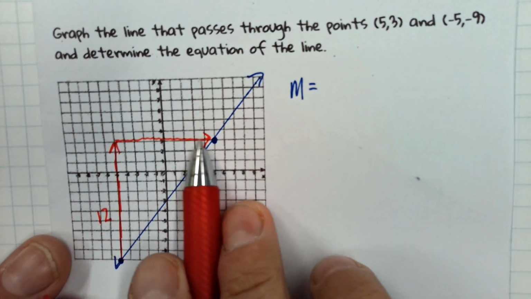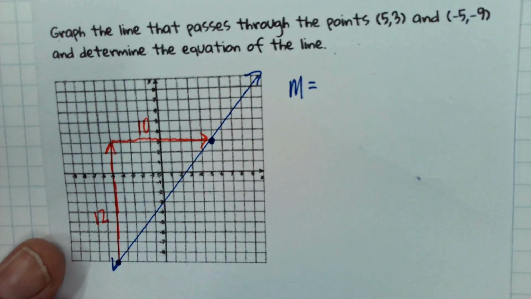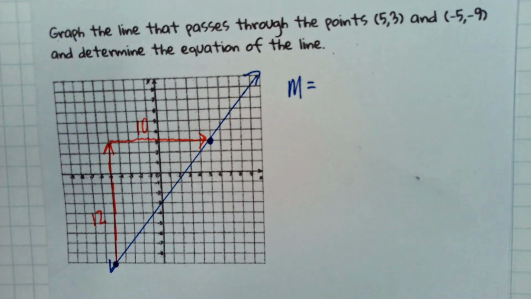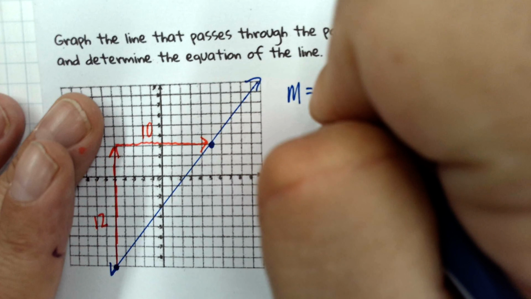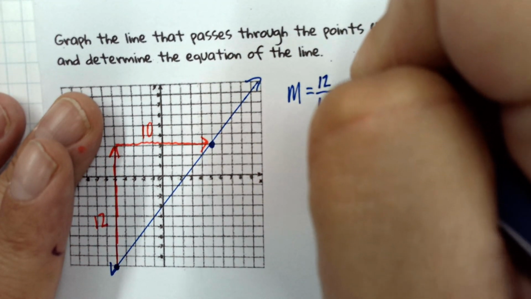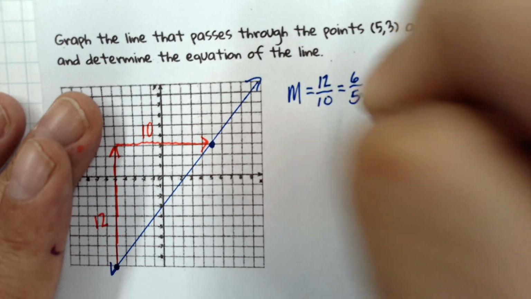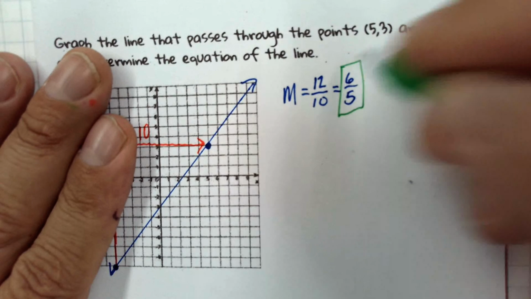How many do we go across? Ten. So it's 12 over 10. We can definitely reduce 12 tenths, though. 6 over 5. So the slope is 6 over 5. That's one of the numbers we need.